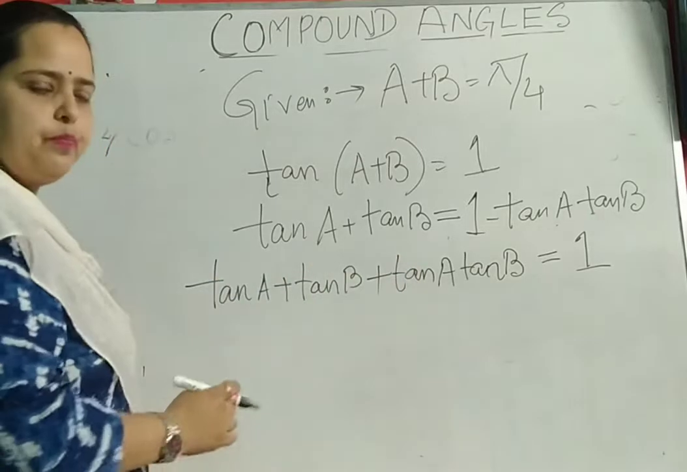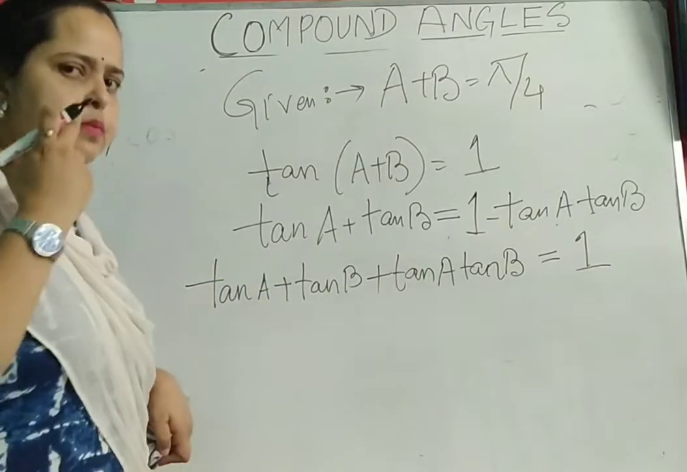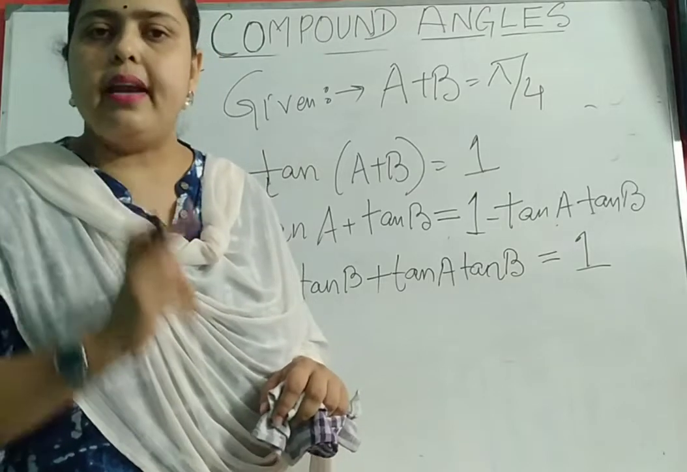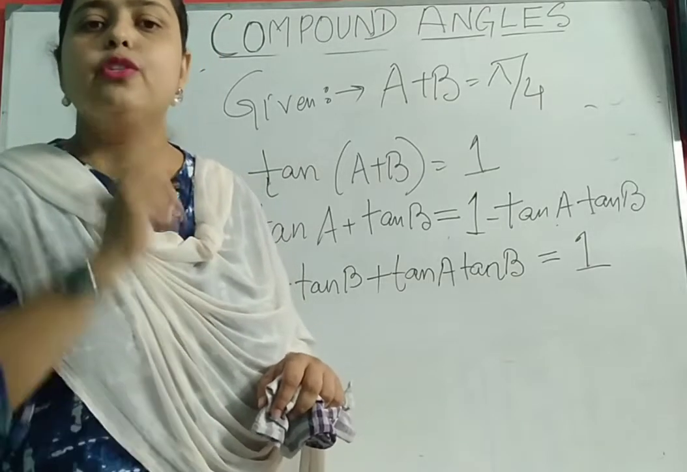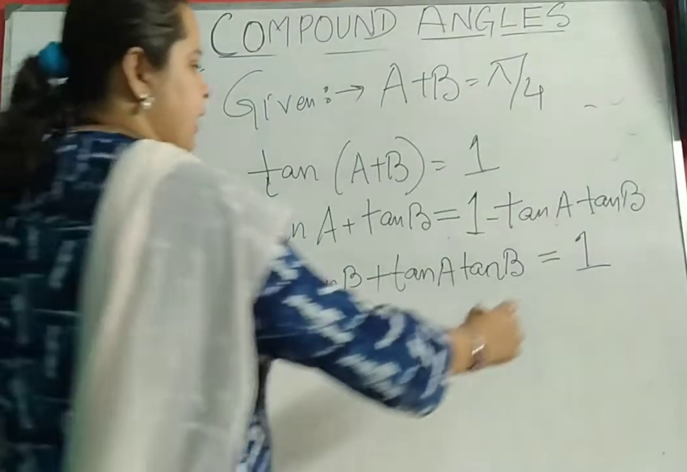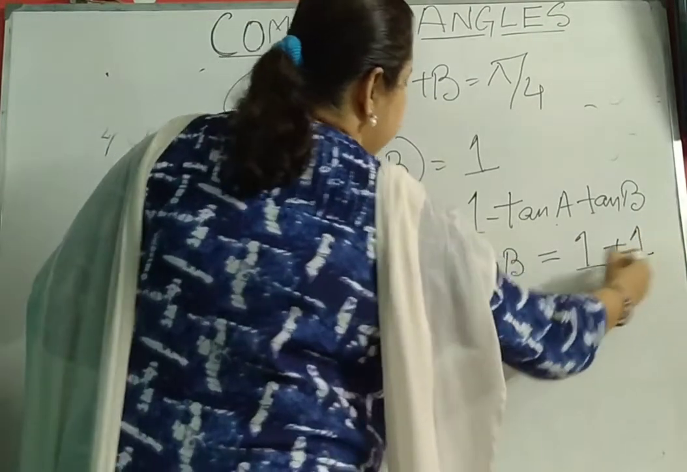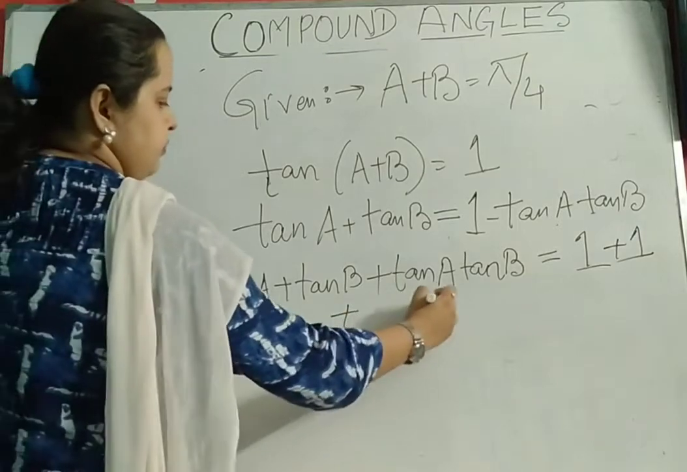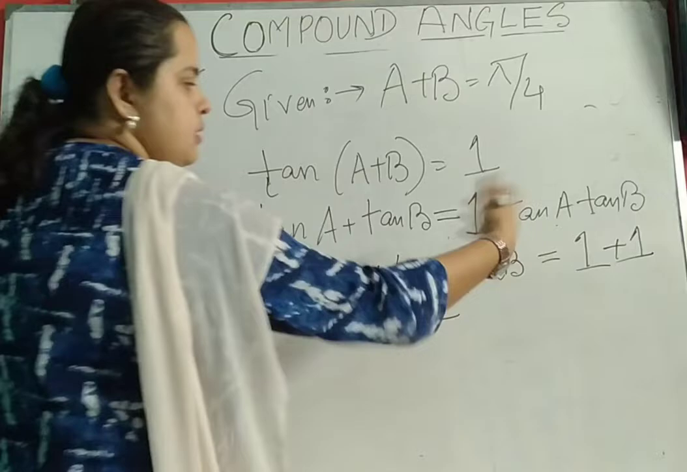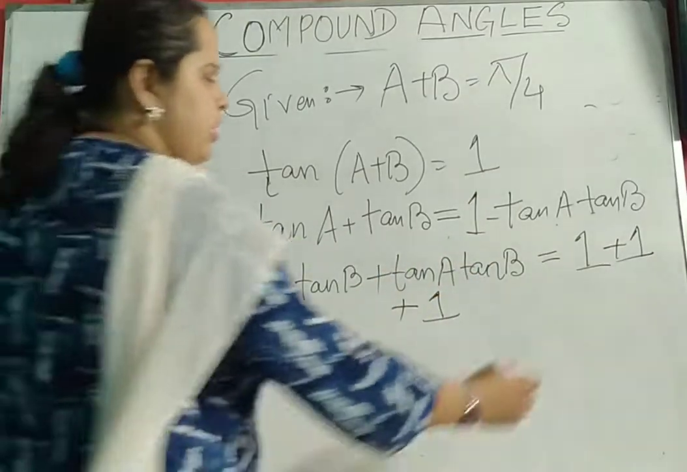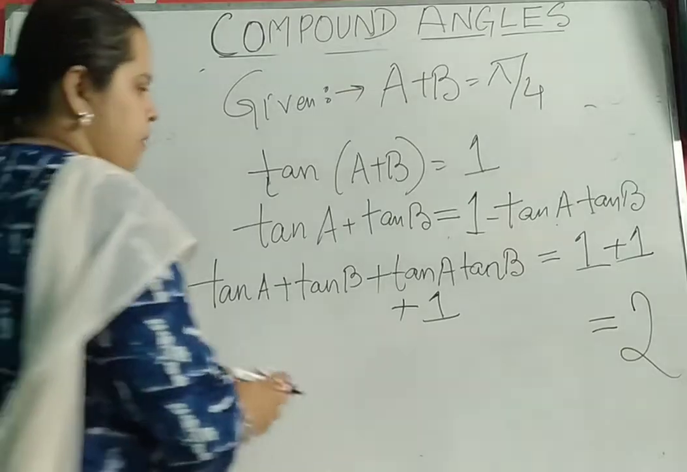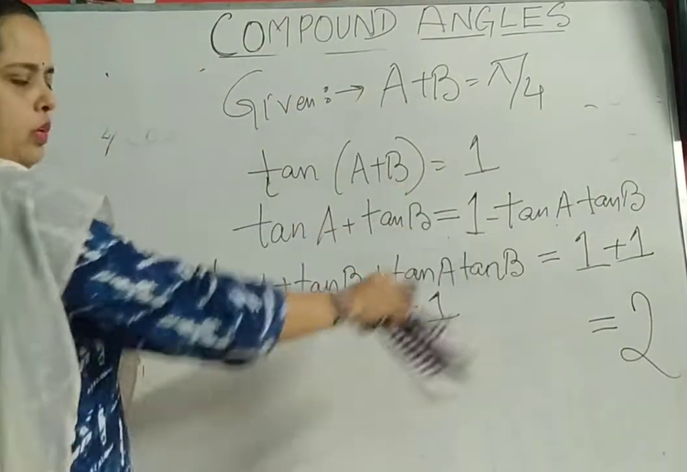Now this is what was my question, that I have to prove 1 plus tan A into 1 plus tan B is equal to 2. So for that 2, I'm going to add a 1 on both sides. See, a 1 on both sides. So it's balanced. So it is going to give me 2. I hope it is clear. But what about this side?